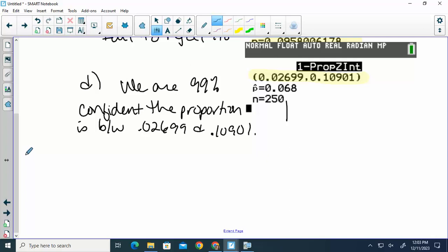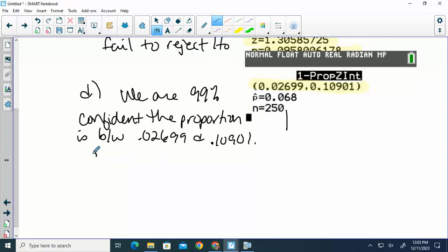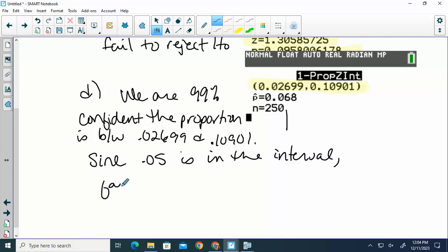Okay, so what does that mean? Since 0.05 is in the interval, we fail to reject. Just like we found in part C. Are those okay?